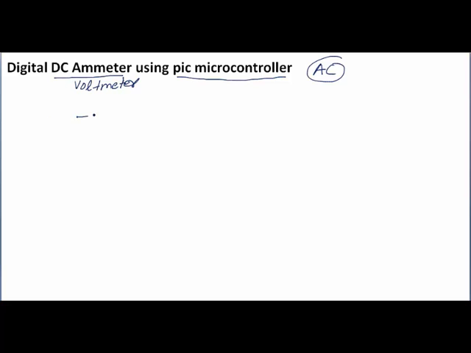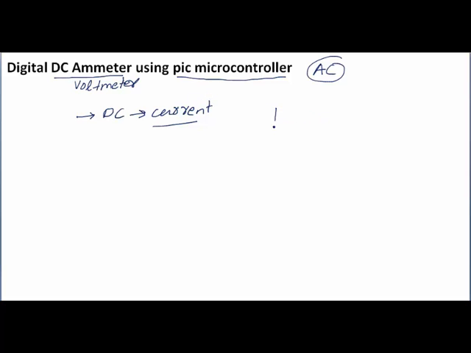As you know, a DC ammeter is used to measure DC current. It can only measure DC current. I assume that you know how to use an ammeter in DC circuits.